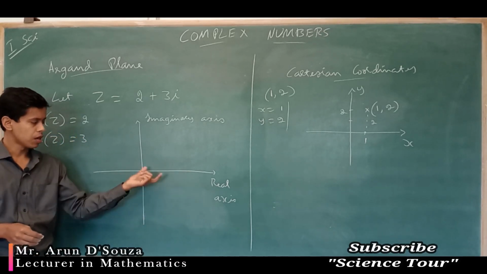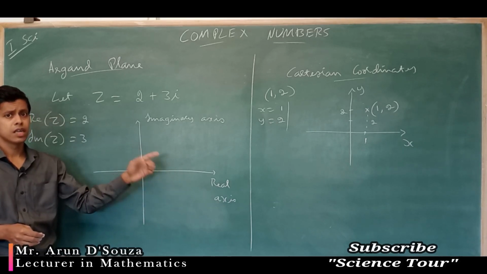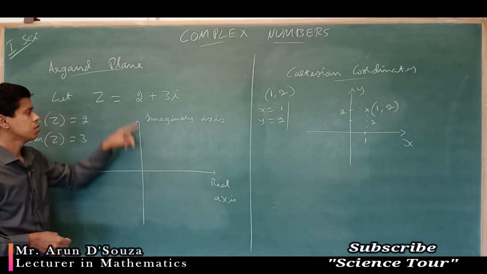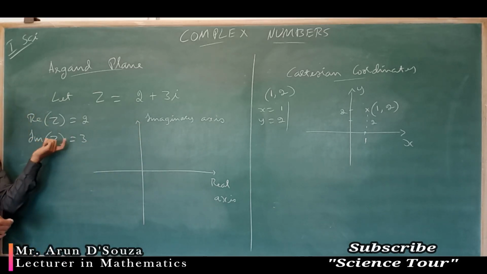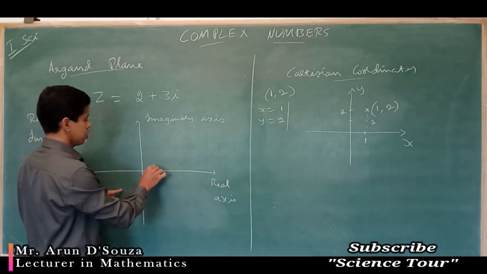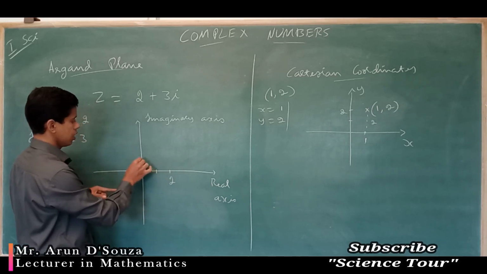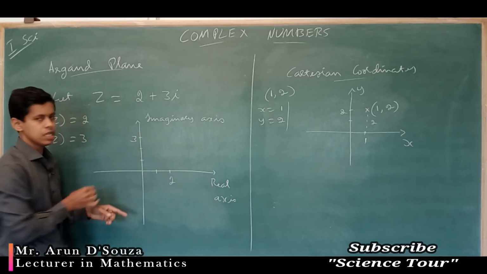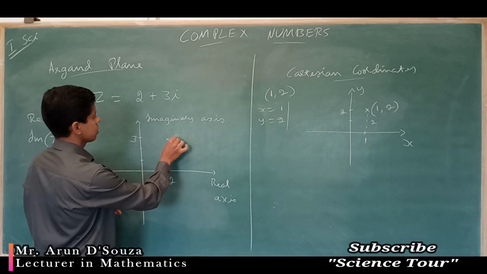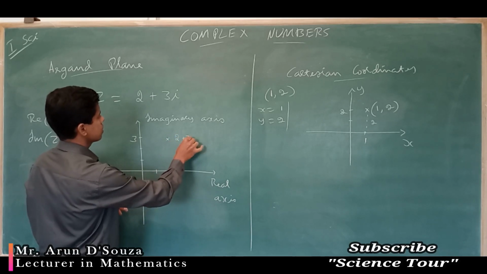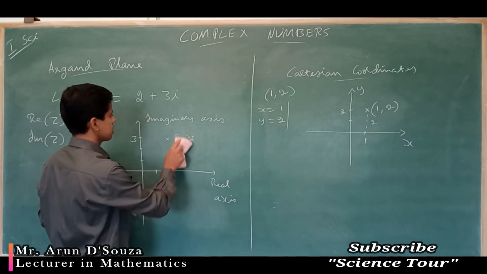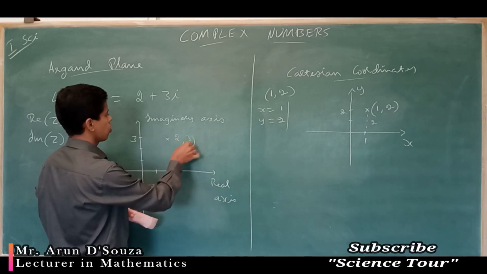Now on the real axis, we must represent the real part of the complex number z, and on the imaginary axis we must plot the imaginary part of that complex number z. Alright. So on the real axis you have to go for 2 parts and on the imaginary axis you should go for 3 parts here. Right. So now this is the point which represents 2 plus 3i. Right. So simply what we write is, we just write this here. So this is (2, 3).